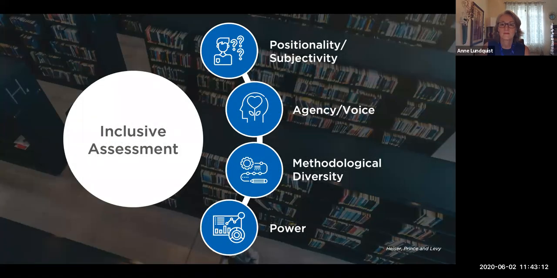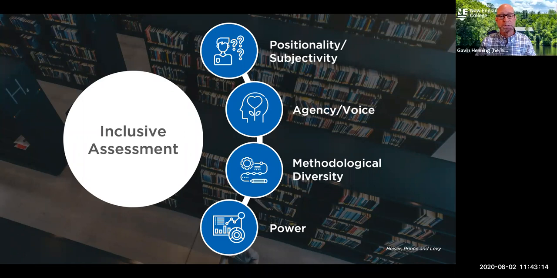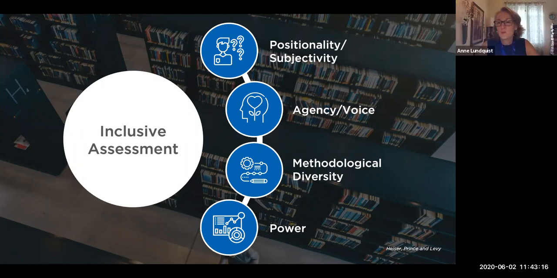I'm going to pass it over to Ann to talk a little more in detail about inclusive assessment. Yeah, so we've mentioned some examples, and there are many, many more, and more are emerging all the time, but this summarizes it throughout the entire assessment cycle. We think about our own positionality and subjectivity, and also all the folks involved in the assessment project itself, and the agency and voice of all the different stakeholders throughout the process, including and especially students.